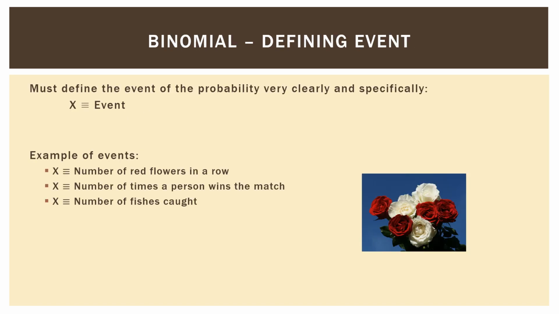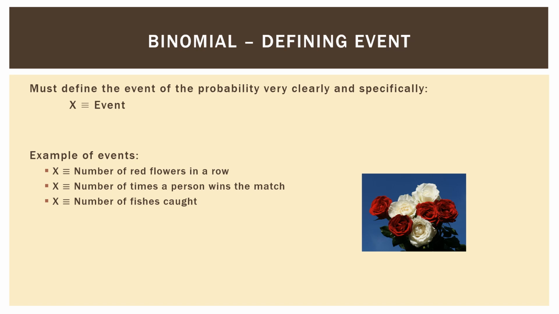All right, so let's look at this. You must define the event, and that is how you define the event, with the 3 lines. Do you see X with the 3 lines? So your event will always start with number of. Why number of? This is discrete distribution. Discrete distribution you can count. Therefore, we use number of. All right, so in this case, it's number of red flowers, or number of times a person wins the best, number of fish caught. You follow the question.